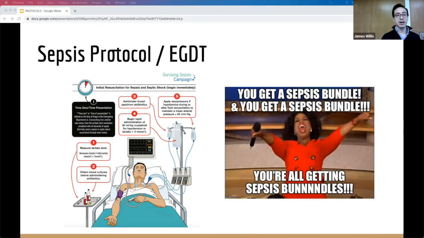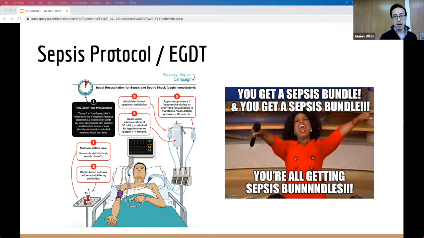So this stemmed from a study in New England Journal of Medicine in 2001. And from there, essentially it stated that early goal-directed therapies are gonna be beneficial for patients. From there, you have the surviving sepsis protocol, and that's gone through several iterations, and you're down to a 1 hour bundle where you're providing meds, drawing labs, providing fluids, a set amount, and pressors if needed.